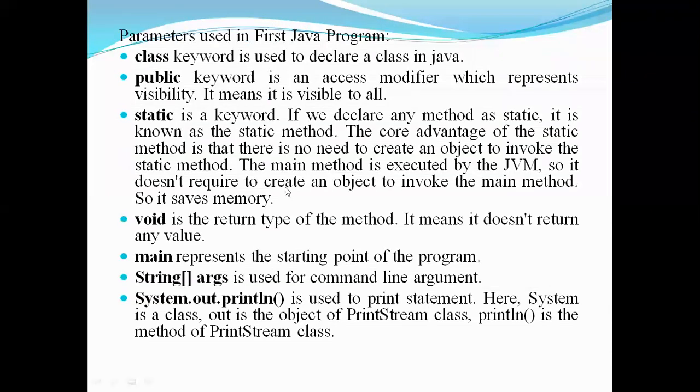Now what are the parameters used in this first Java program? Here we have seen a class keyword. This class keyword is just used to declare a class in Java. Now what is a public keyword? Public keyword is an access modifier, which means that it is visible to all, everybody.